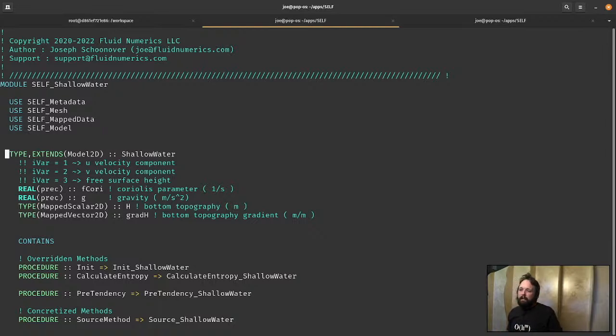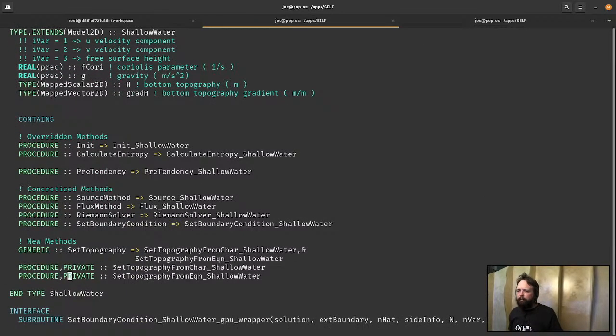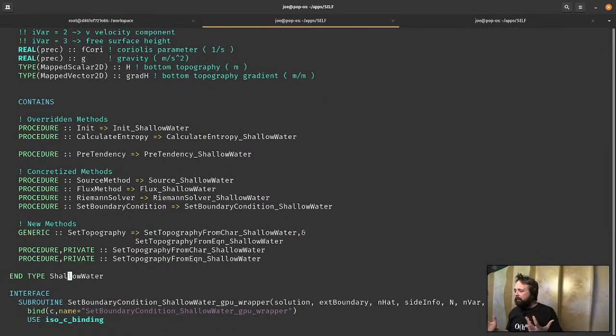But we extended this generic model 2D setup to define shallow water. And right, so we just basically did the conservative form of the shallow water equations here. So we defined the flux method. So let's look at flux shallow water.